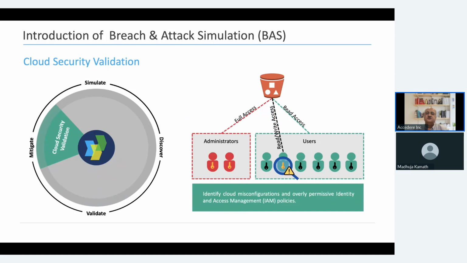Now, the next aspect is cloud security. We all know that the majority of the environments are on cloud. Many of the IaaS environments as well as SaaS environments are on the cloud. So how do we validate those users and those environments? We identify cloud misconfigurations and overly permissive identity and access management policies. So all these policies where you have enabled your cloud environments are validated, from the admin perspective as well as from the user's perspective. What the user should have, what your admin should have, and all those permissions are periodically validated. So that is cloud security validation as part of the environment.